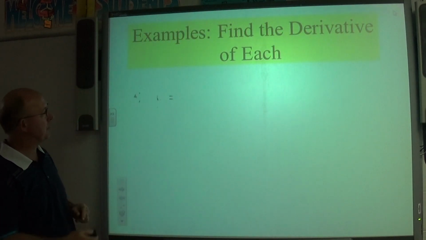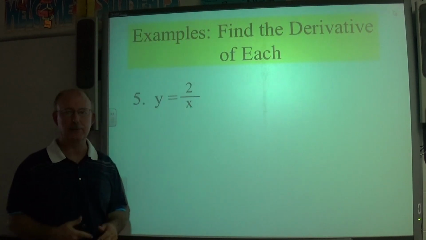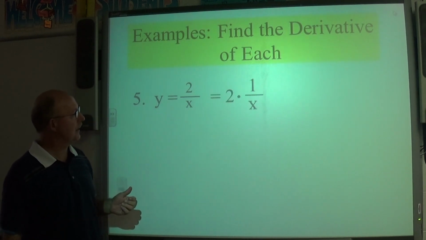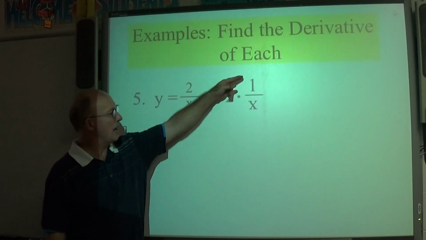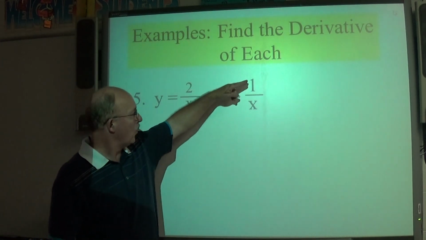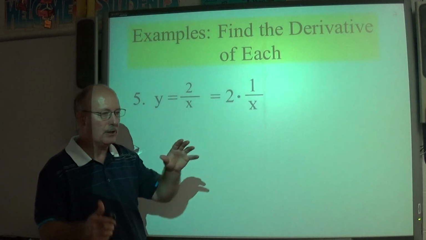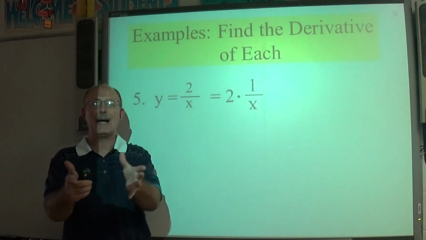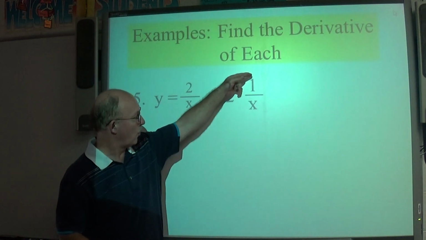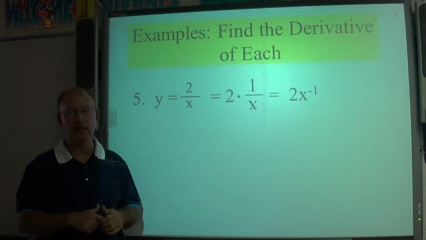Now, let's do another example. What about y equals 2/x? Now, to begin with, let's rewrite this. 2/x is the same thing as 2 times 1/x. Now, remember the example we looked at earlier? 1/x, this is a fraction. These simple fractions, we need to rewrite those with a negative exponent. So, 1/x is the same thing as x to the negative 1.